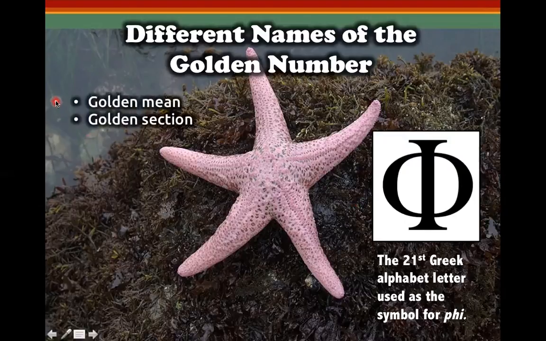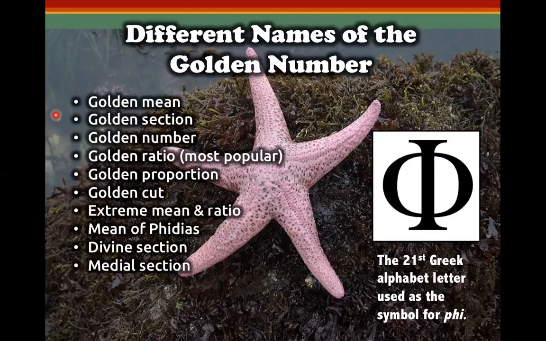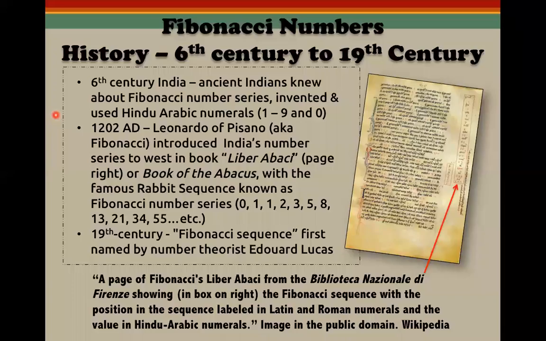Other names include the golden mean, the golden section, the golden number, golden ratio, which is the most popular term used, the golden proportion, golden cut, extreme mean and ratio, the mean of Phidias, divine section, and medial section, as well as the divine proportion and phi, which is also a very popular term.